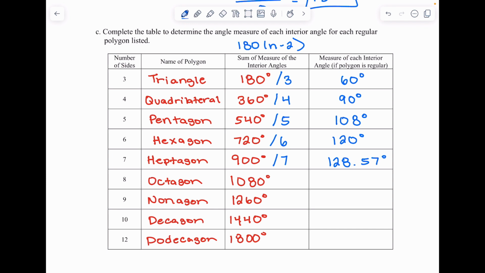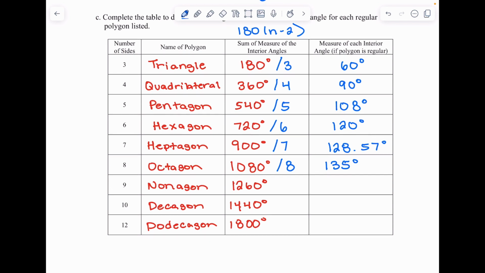We already saw above that an 8-sided polygon is called an octagon. Its interior angle sum is 1,080 degrees. Divided by 8 tells me that each interior angle of a regular octagon will be 135 degrees. A 9-sided polygon is called a nonagon. Its interior angle sum is 1260 degrees. Divided by 9 tells me that each interior angle of a regular nonagon will be 140 degrees.